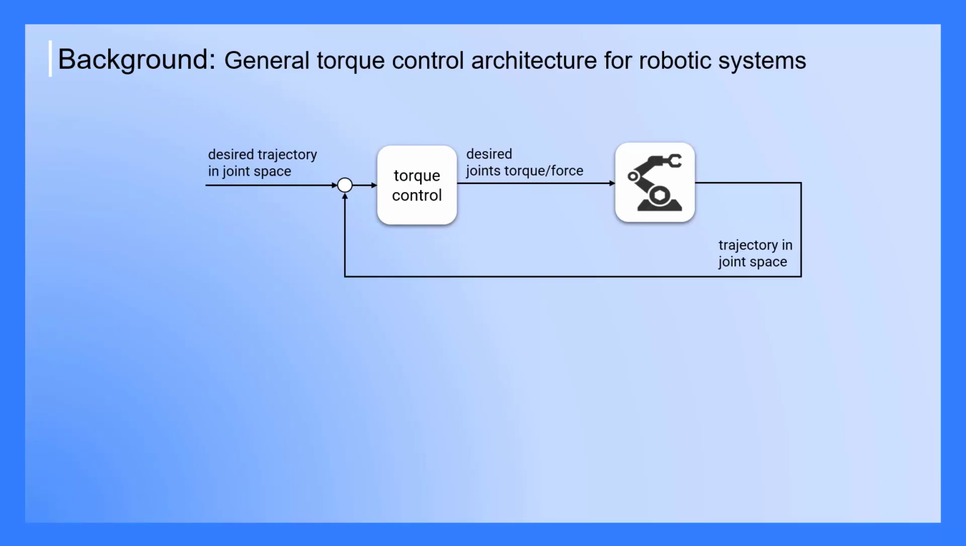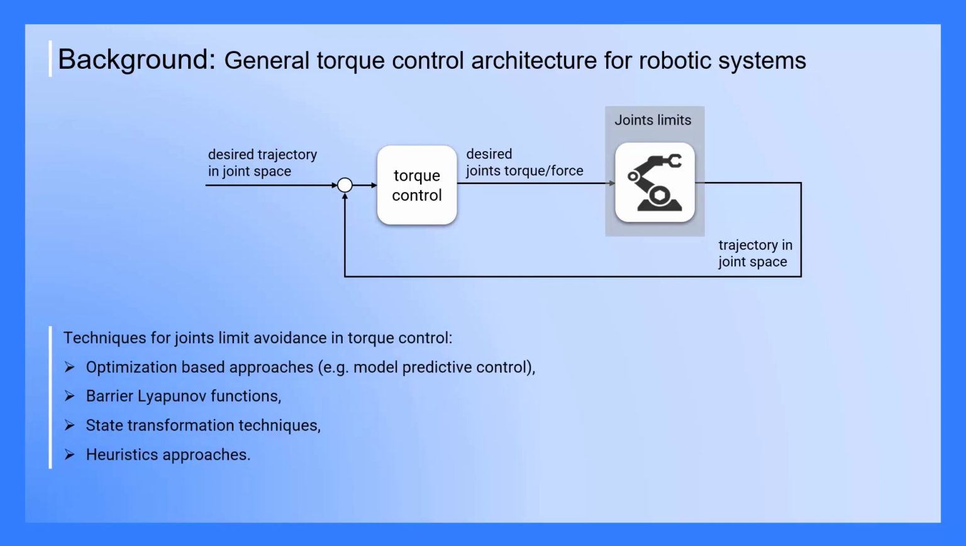In this architecture, the controller receives the desired and current trajectory of the robot as input and generates the desired joint torques or forces as the output that is passed to the robot motor's controller. Considering this architecture, for ensuring the joint limits of the robotic system, various techniques have been presented in the literature like optimization-based approaches, barrier Lyapunov functions, state transformation techniques, and heuristics approaches.